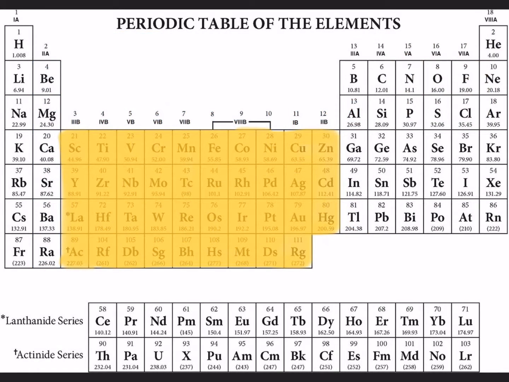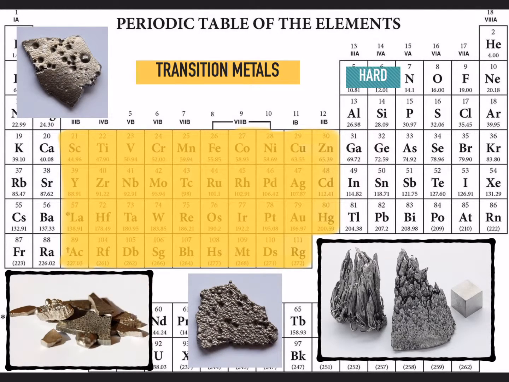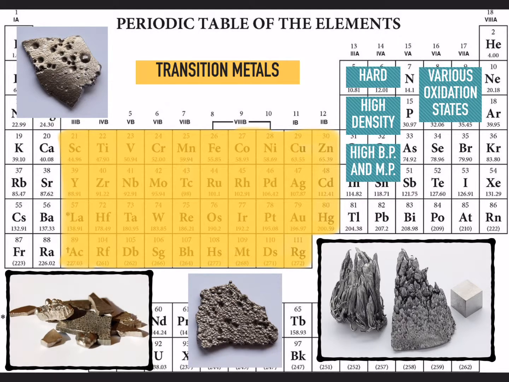The d orbital block is composed of what are called the transition metals. They're hard, they have high densities and high boiling and melting points. They tend to have various oxidation states. They're very conductive and tend to form colored ions and compounds.